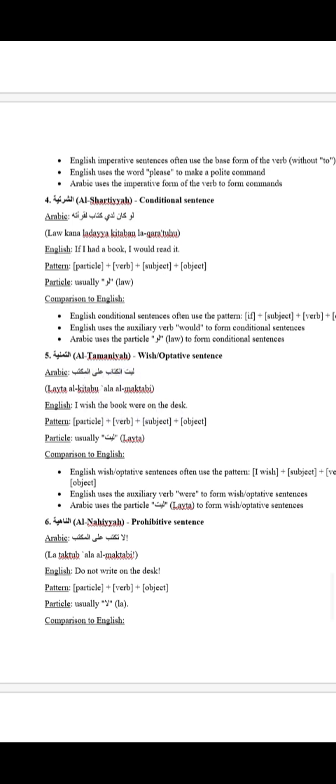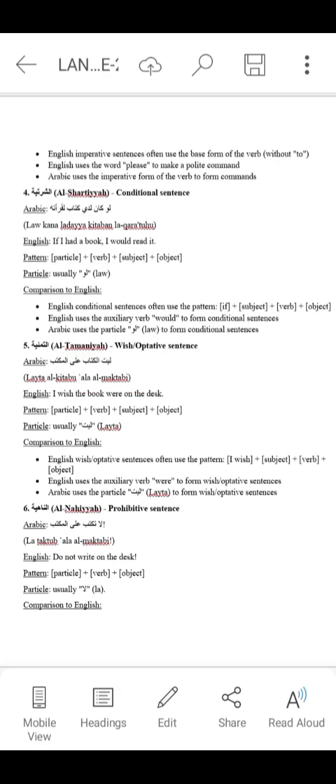If we see the comparison with English, English mostly follows the pattern I wish plus subject, then verb, and then object. English mostly uses the auxiliary verb were to form optative sentences, but in Arabic it uses the particle laita to form a wish or optative sentences.